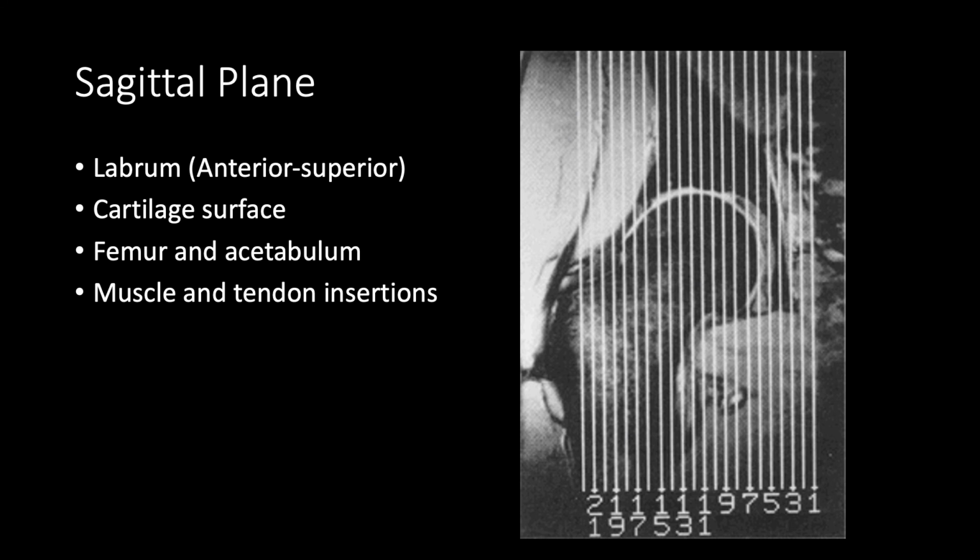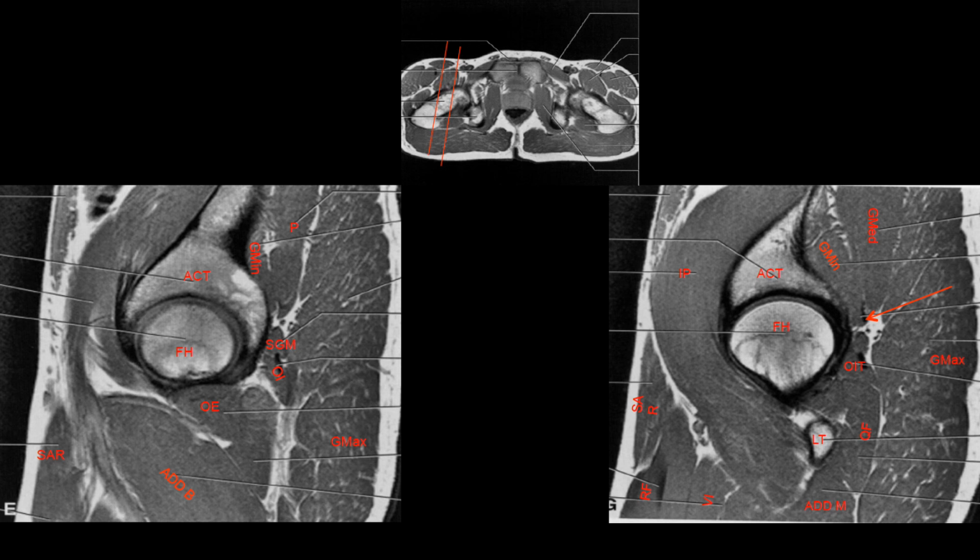Then if we go to the sagittal plane, you see the cuts here. Here we're primarily looking for labrum, cartilage, and muscle tendon. And here's your cuts here. So we're slicing across this way and across this way in these pictures. So you see the femoral head, acetabulum, glute med, obturator internus, obturator externus, glute max, adductor brevis, sartorius is here. So you kind of see a good cut through there.